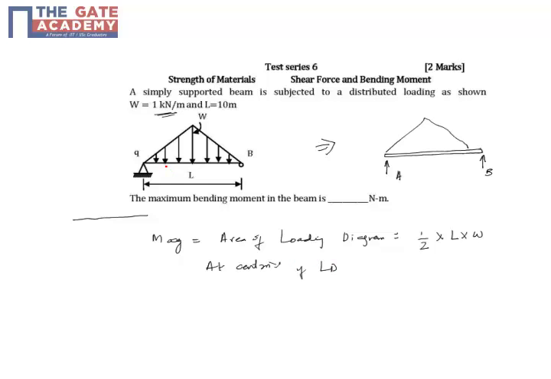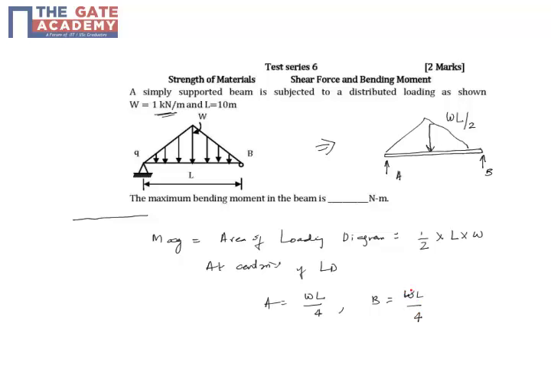Because it's symmetric, you have half a triangle on this side and half a triangle on that side, so it has to be replaced at the center. The center of the loading diagram is this, so WL by 2 is at the center. So A and B have to support equally. A is half of WL by 2, which is WL by 4, and the reaction at B is WL by 4. This is a simple thing.